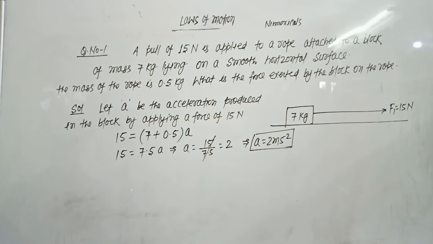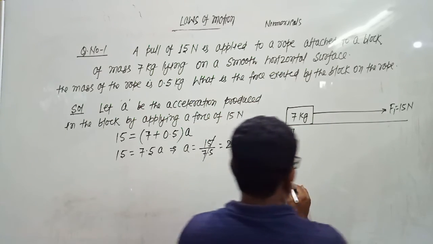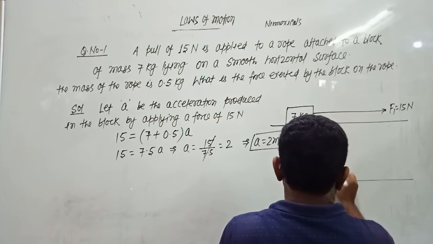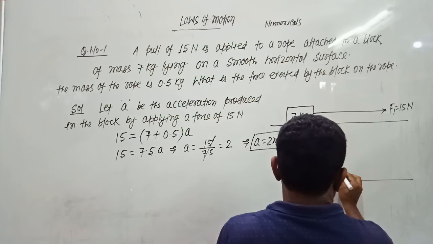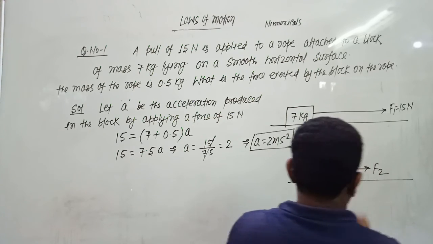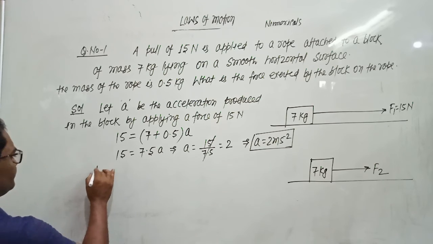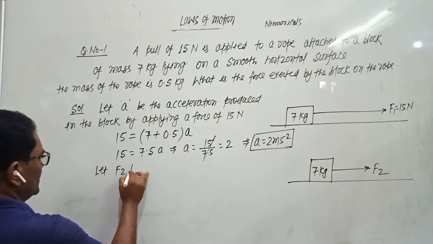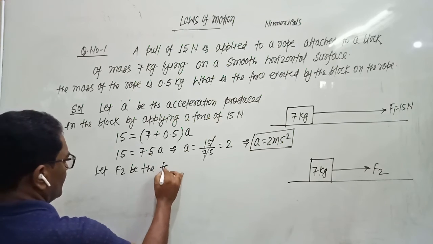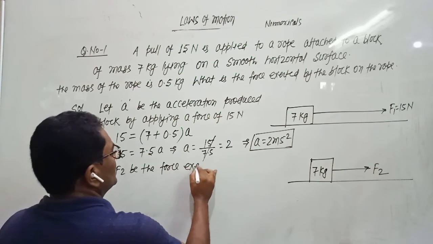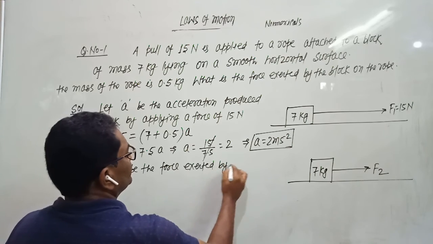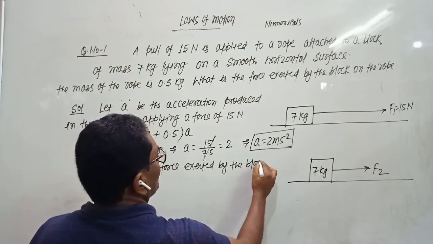Now we have to find the force. So let F2 be the force. This was the block and this is the force F2. Let F2 be the force exerted by the block on the rope.